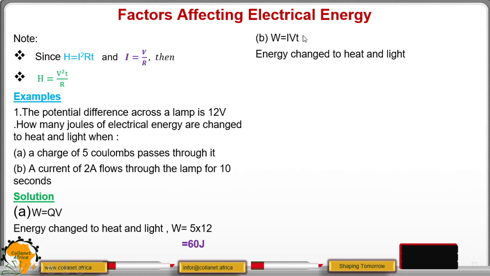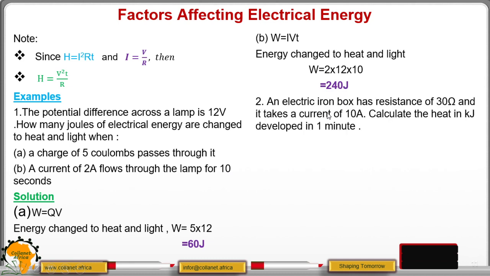Now work done is also given by current times voltage times time. Remember these formulas, we derived them in electric current 2, where we discussed Ohm's law. So the energy changed to light and heat will be given by 2, that is the current, multiplied by the voltage, which is 12, and then multiplied by the time, which is 10 seconds. When you multiply, you find that the energy will be 240 joules.